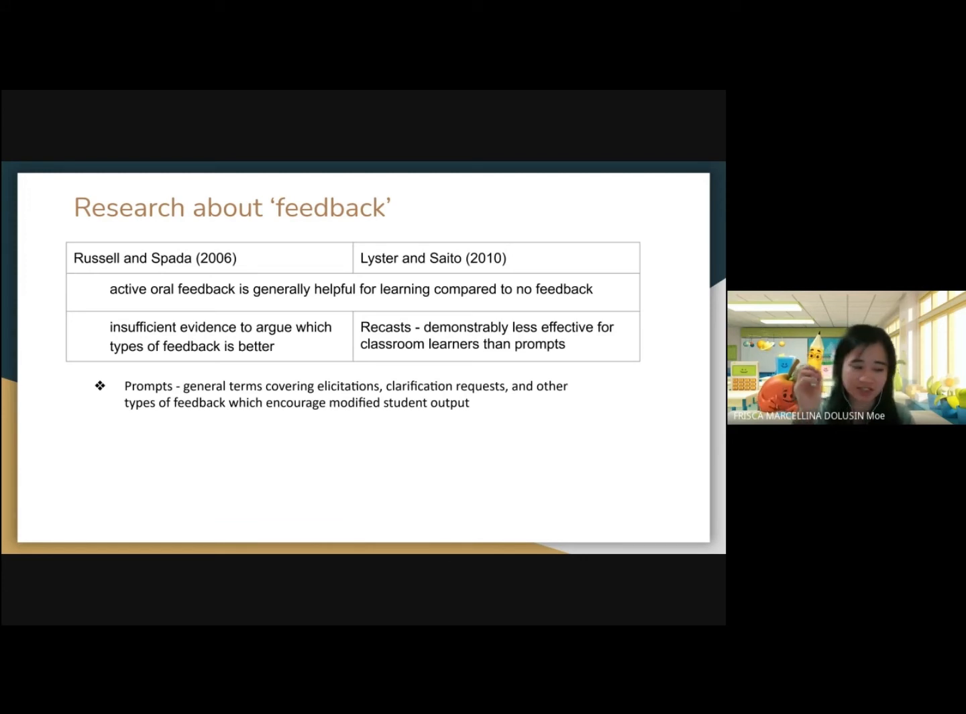Okay, so here prompts is the general term covering elicitation, clarification requests, and other types of feedback which encourage modified student output. Okay, so here feedback can be classified into two: recast and prompt. Recast is where you straight away just give the right answer, but prompts is where you wait for the students to give their immediate response. Okay, next.